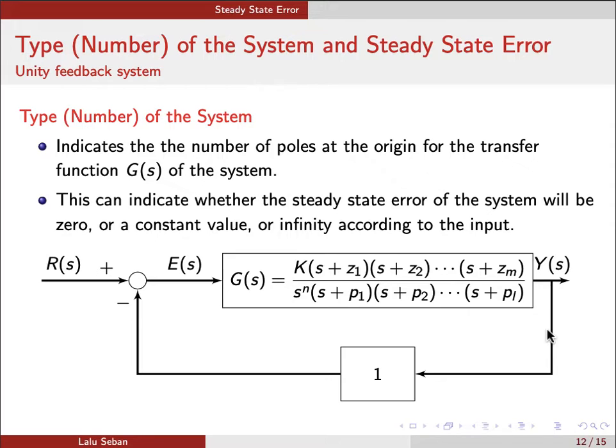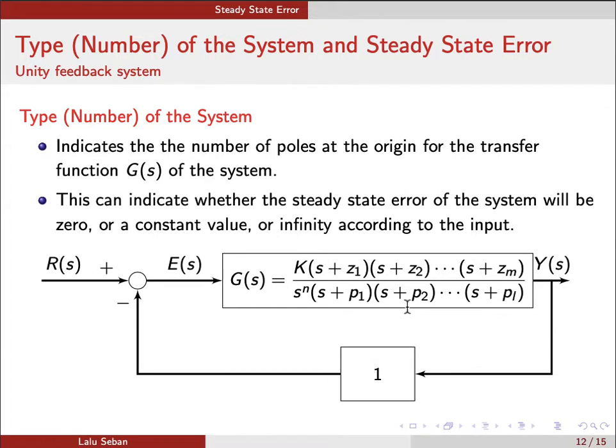Now I just wish to introduce a new term to you, that is the type number of the system. The type number of the system indicates the number of poles at origin for any given transfer function. So this value helps us to indicate whether the steady state error of the system will be 0, constant or infinity.